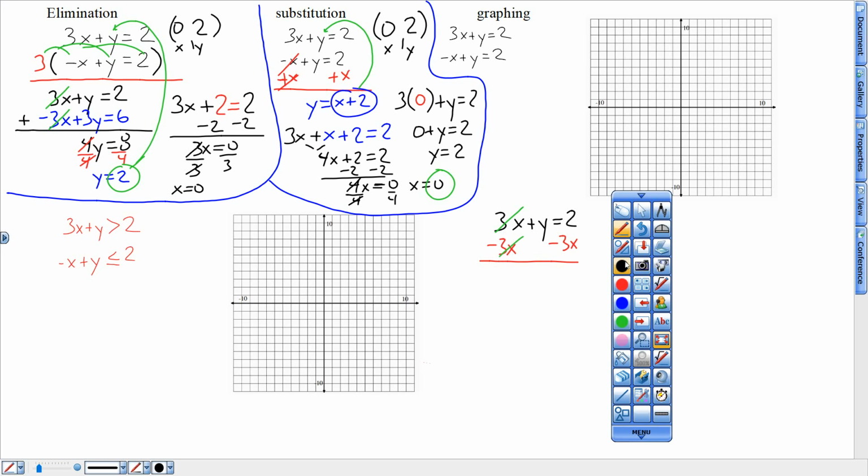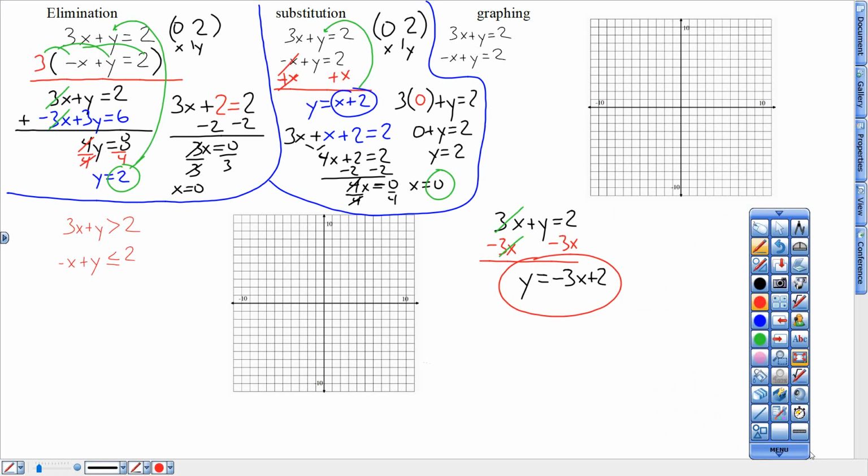Bring down this y, and that will give me negative 3x plus 2. That will be the line in red, positive 2 y-intercept, and then slope of negative 3 over 1. Let's solve the other equation for y.